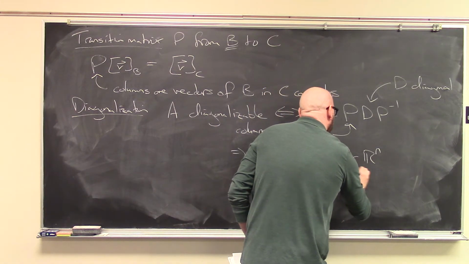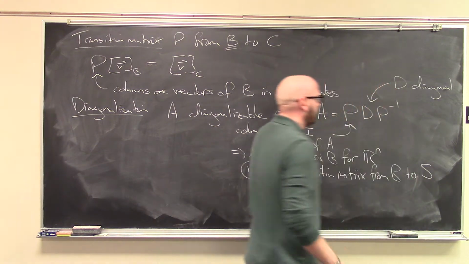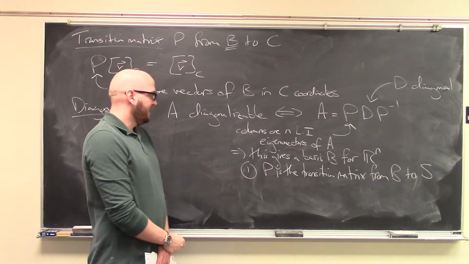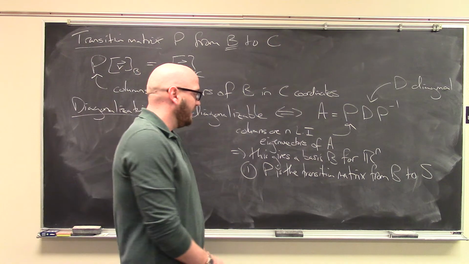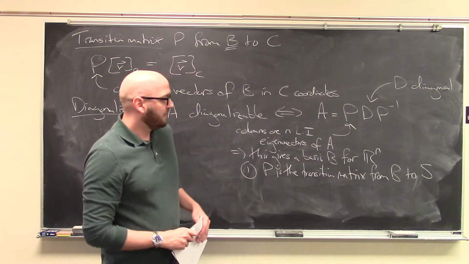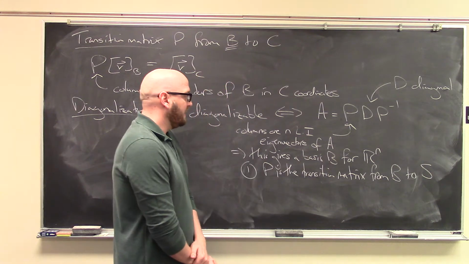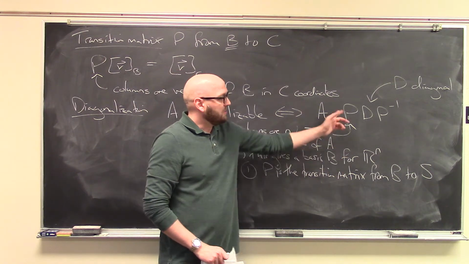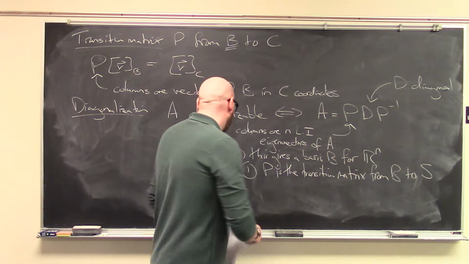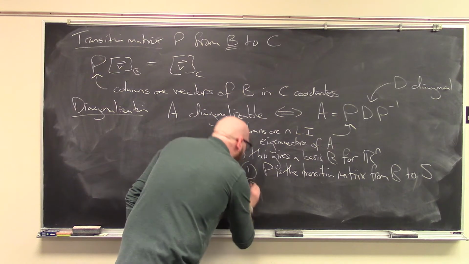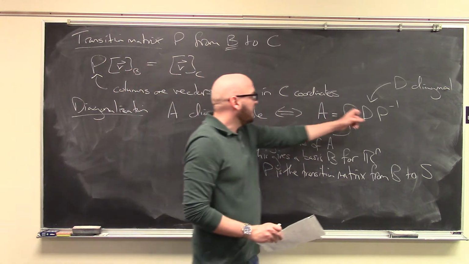P is the transition matrix from B to S. Again, this requires a little bit of thought, right? It's a little bit unusual to think about it in these terms, but this is really what's happening. If I just take a bunch of vectors in B, and I make a square matrix where they're the columns, then you always get a transition matrix from your basis to the standard coordinates.